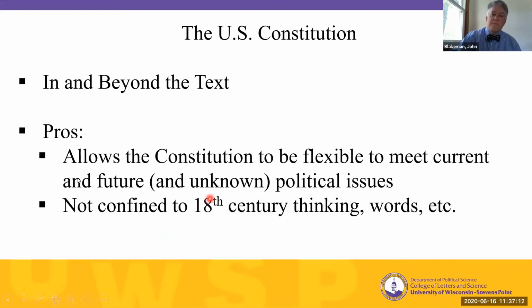All right, so some of the pros. Well, the living constitution approach allows the Constitution to be flexible, to meet current and future and unknown political issues. And it doesn't confine us to 18th century thinking or words, so that we can update the Constitution, its meaning, as we go.